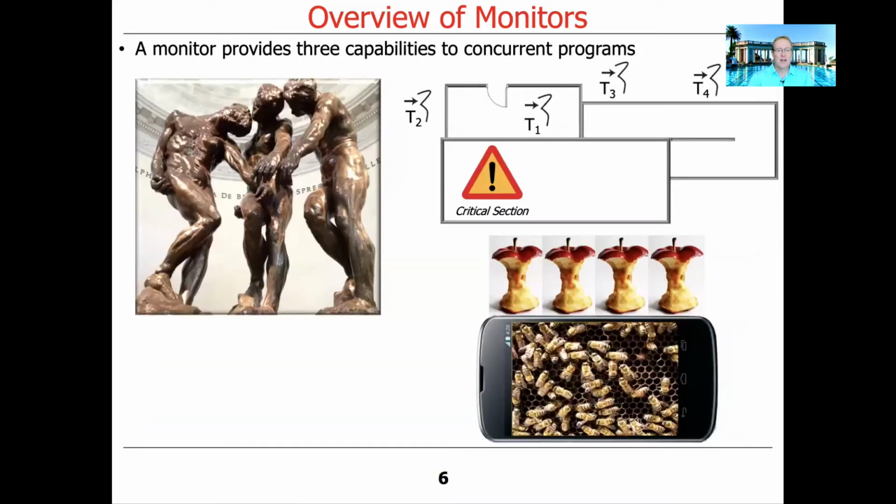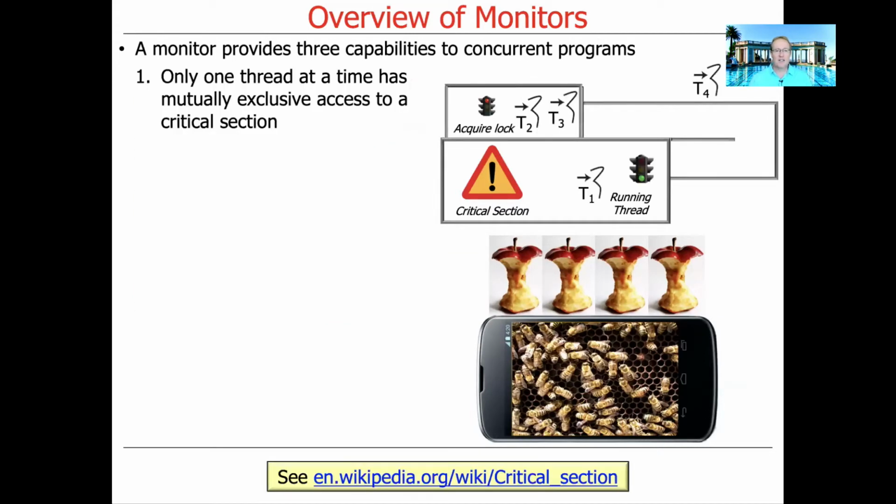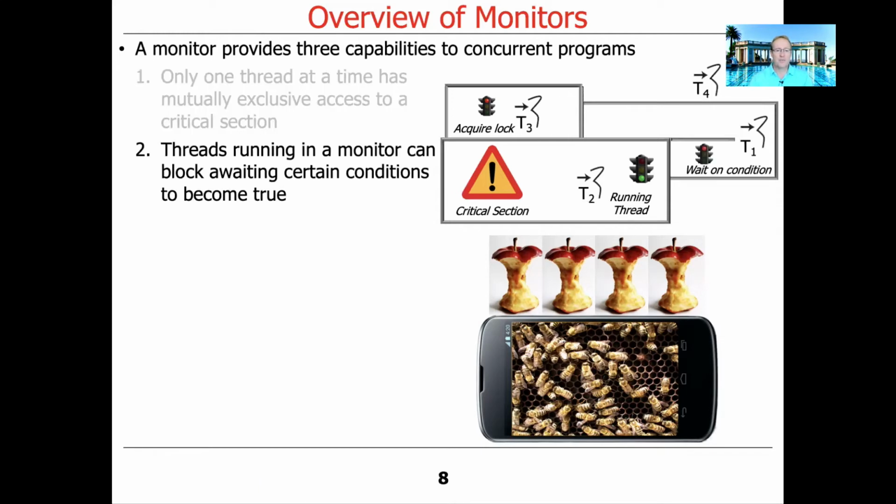A monitor provides 3 capabilities to concurrent programs. First thing it does is it ensures that only one thread at a time has mutually exclusive access to a critical section. And we've talked about what critical sections are before. Critical sections, of course, are regions of code where you are going to be accessing shared mutable state, and you want to make sure there's only one thread at a time in there, either reading or writing to that shared mutable state in order to prevent race conditions.